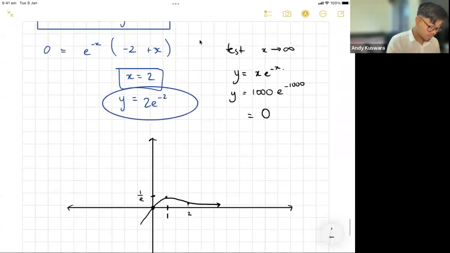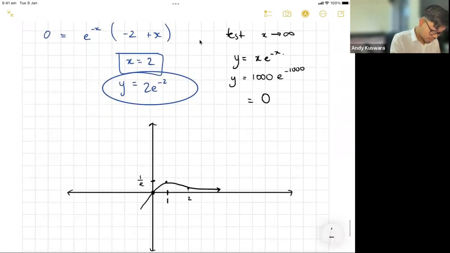So that's 2. And then this is going to be 2e to the negative 2. I don't have room for it, but that one there would be 2e to the negative 2. So yeah, that's fine. That's it.